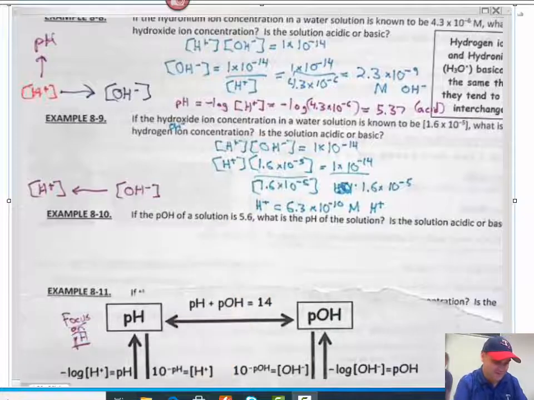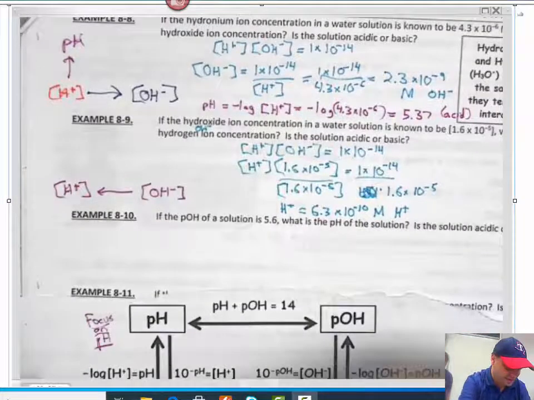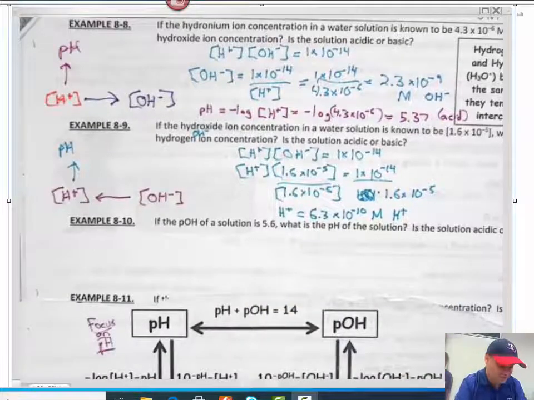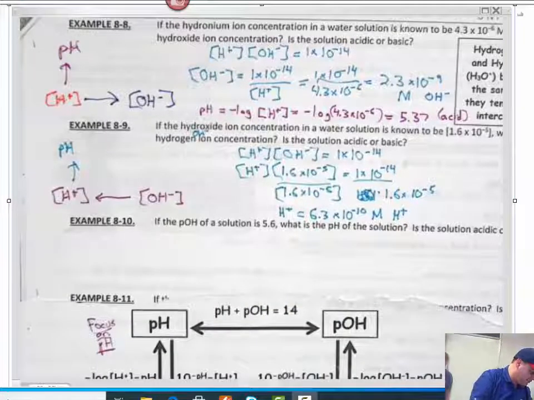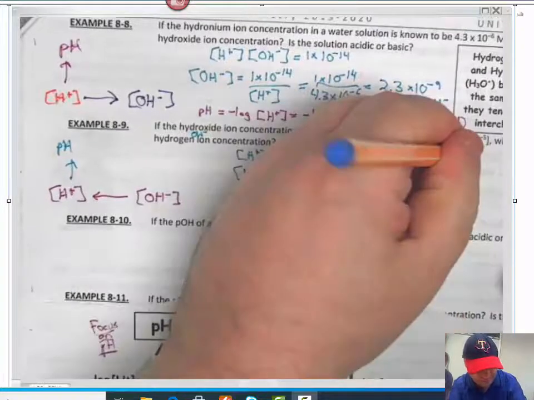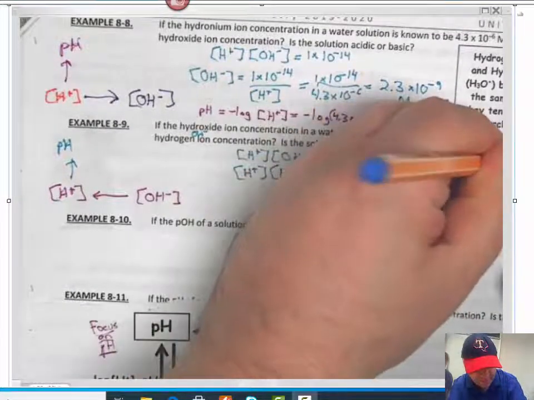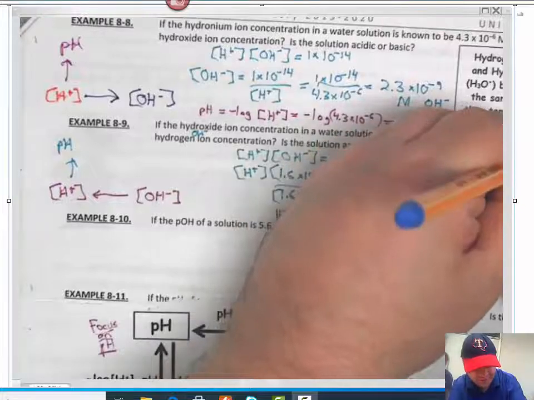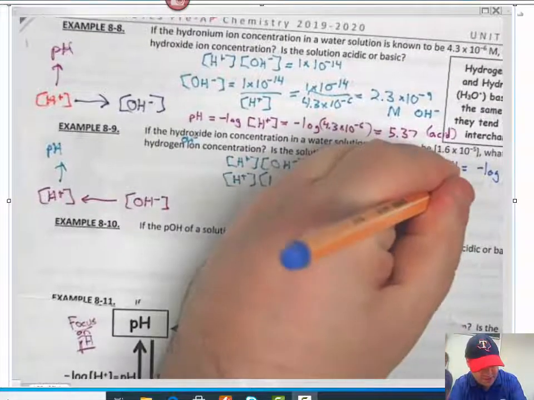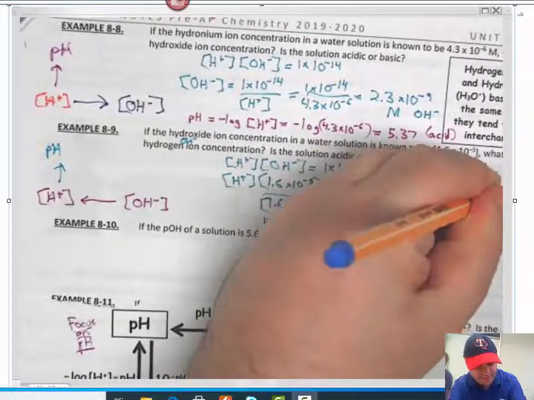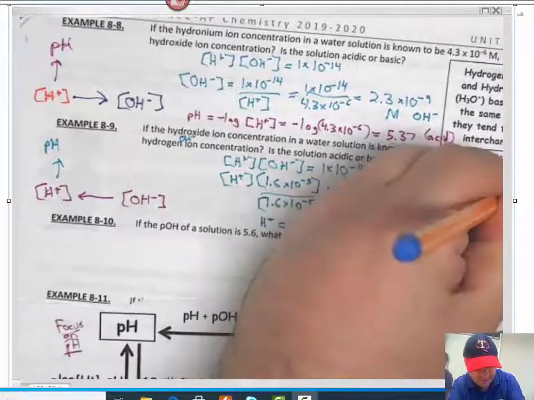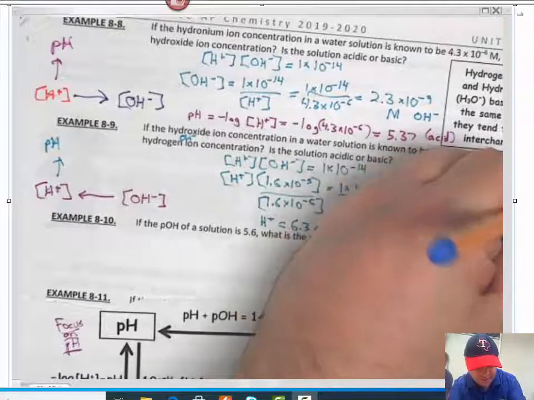Now, we still haven't figured out if it's an acid or a base yet, so we have to go up to figure out the pH, because we have to focus on the pH. Okay, so then we're going to do pH equals negative log of H plus. pH equals the negative log of H plus, which was 6.3 times 10 to the negative 10th.